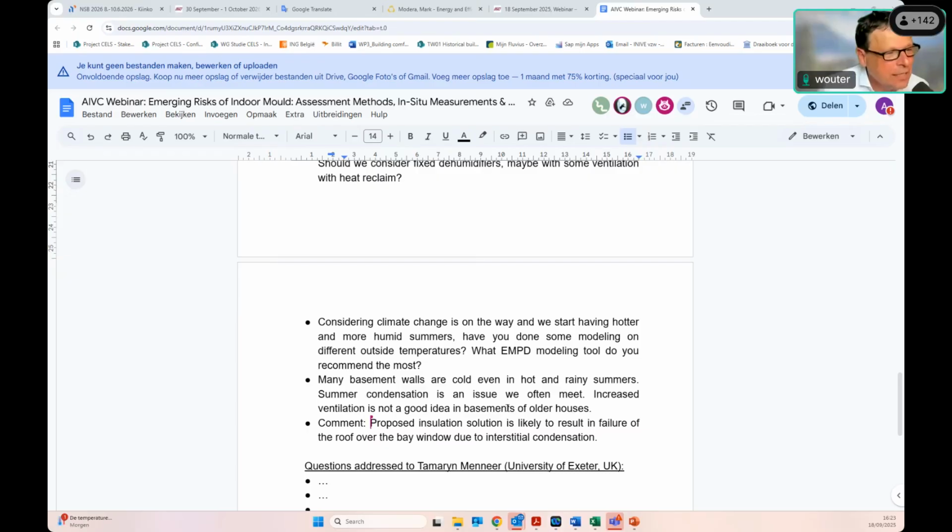Thank you. Many basement walls are cold even in hot and rainy summers. Summer condensation is an issue we often meet. And that's, how do you call it, a remark which also raises some questions. Increased ventilation is not a good idea in basements of older houses. Now, what is your idea about that?